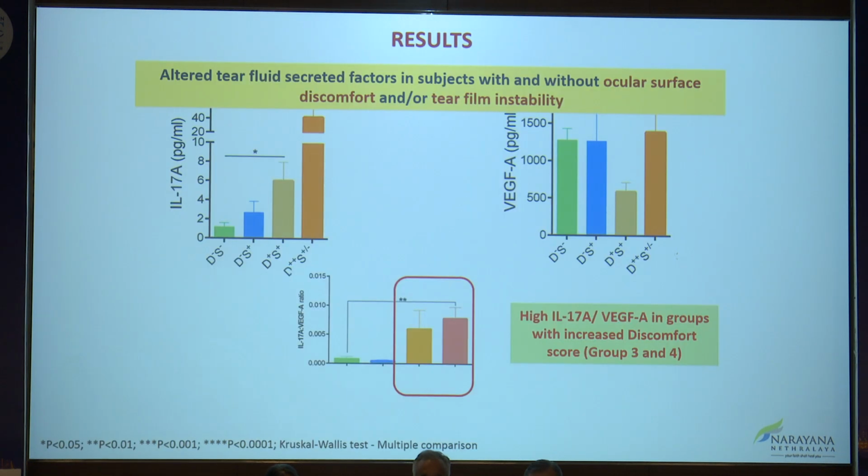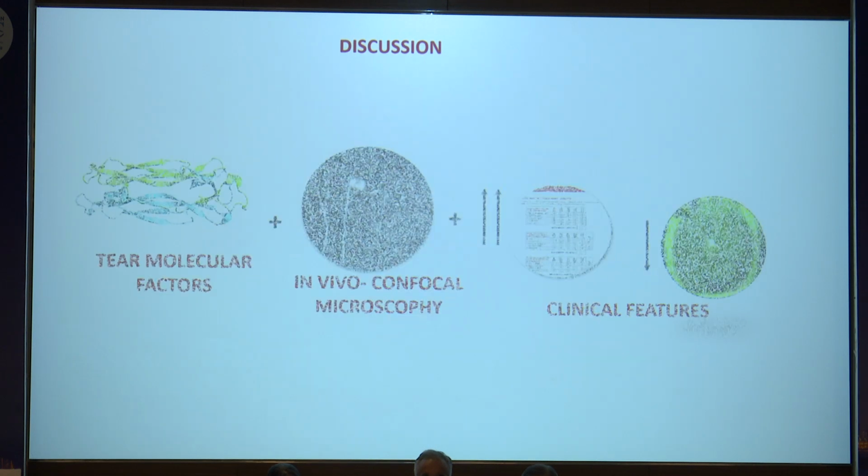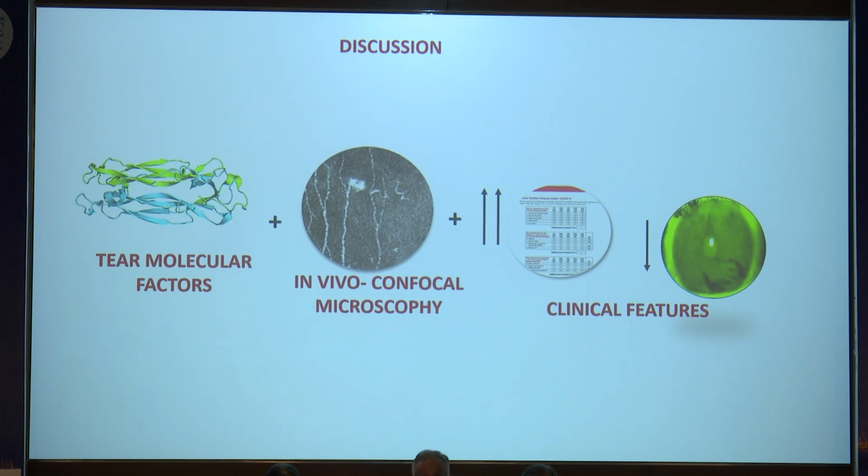And another interesting finding in our study is when we assessed their tear factors, there was an imbalance between the pro-nociceptive factors as well as the anti-nociceptive factors. These patients had dysregulated nociception and they had higher pro-nociceptive factors like interleukin-17A. So we believe that we could give the answer to this troubling question, like why does my patient have this ocular surface pain? They may be having higher corneal dendritic cell density, higher microneuromas, and altered ocular surface nociception. And we brought out these results in a single cohort, and we tested the tear molecular factors, the confocal microscopy, and the clinical factors in a single cohort.